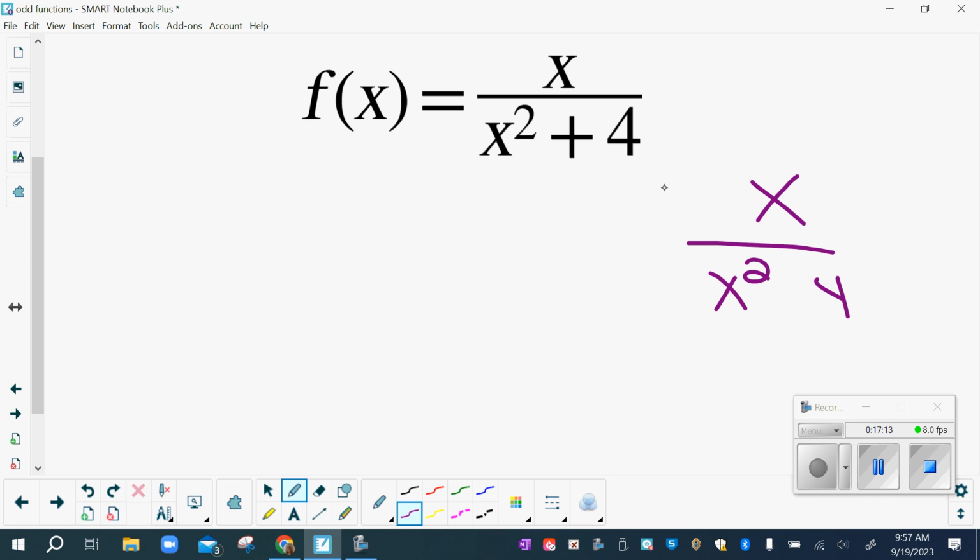So if it was a -x and a -x squared plus 4. Nothing. Because either everything changes or just one thing on the top changes. Does that make sense? But because I don't have everything changing down here, it's going to kick it out. Good question. Last one is the trickiest, and then we're done.